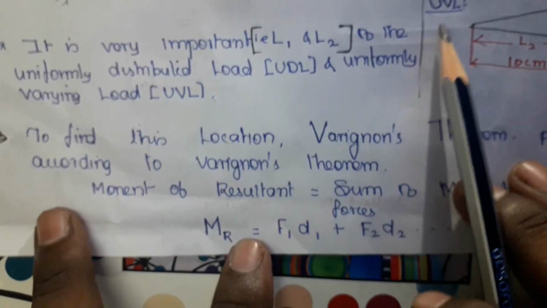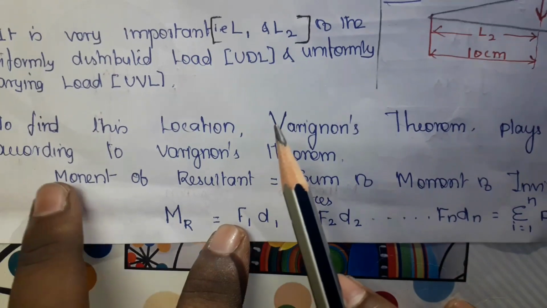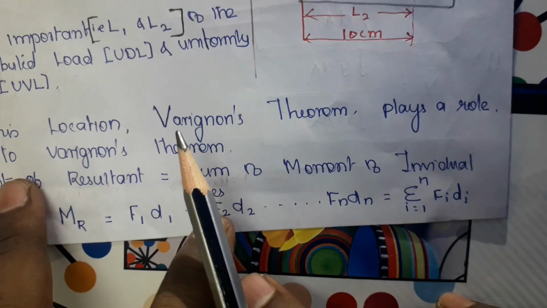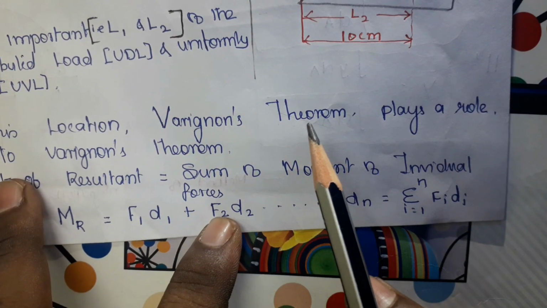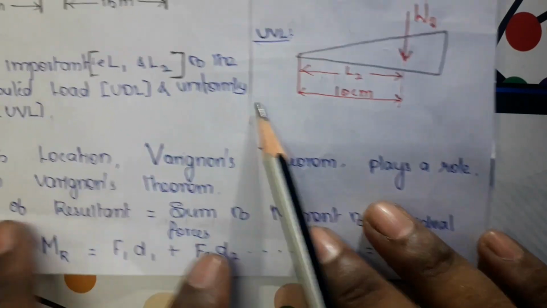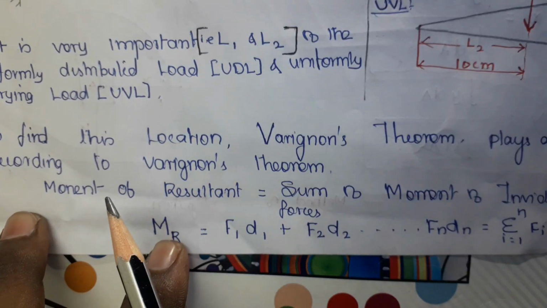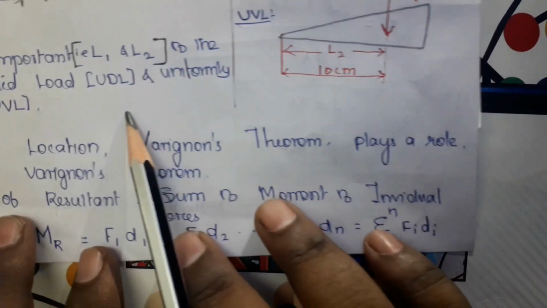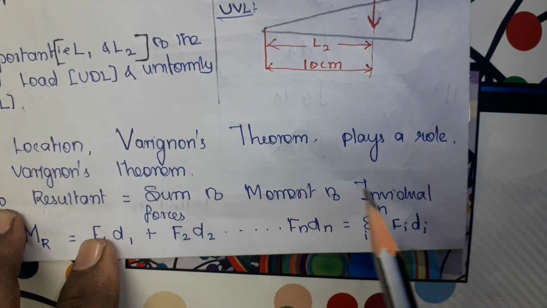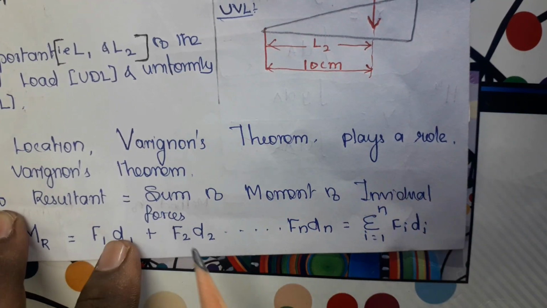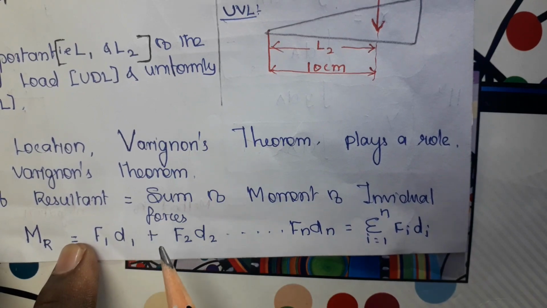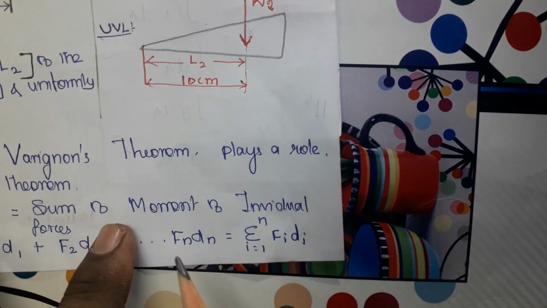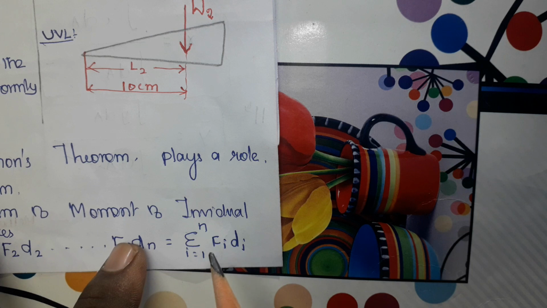Now to find the location in a rigid body, in the second unit of engineering mechanics we have gone through an important theorem called Varignon's theorem. It says that the moment of the resultant, referred by the letter M suffix R, is equal to the summation of the moments of individual forces. So this is what I have taken here: F1 into d1, F2 into d2, and so on up to n, the number of forces, which is equal to the summation of i equals 1 to n, Fi into di.